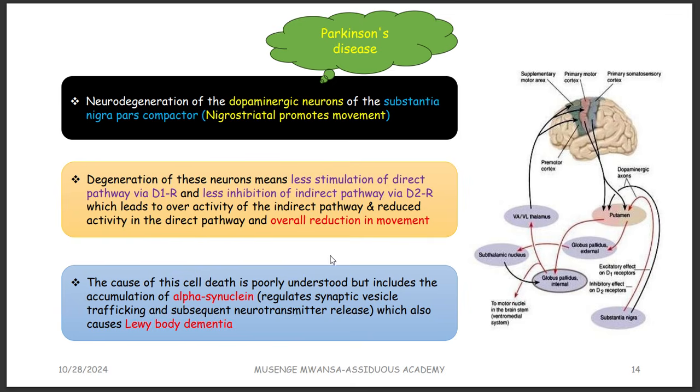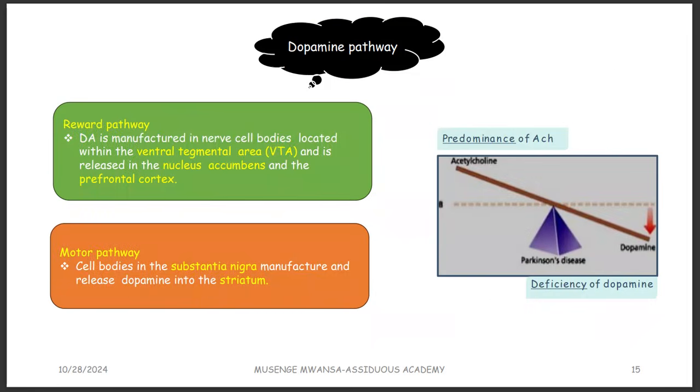everything else happens. So it is proposed that there is an accumulation of a protein which is known as alpha synuclein, and this is the same protein that is also seen in Lewy body dementia. That is why it is proposed that Parkinson's disease is also related to dementia, for forgetting with Parkinson's disease.